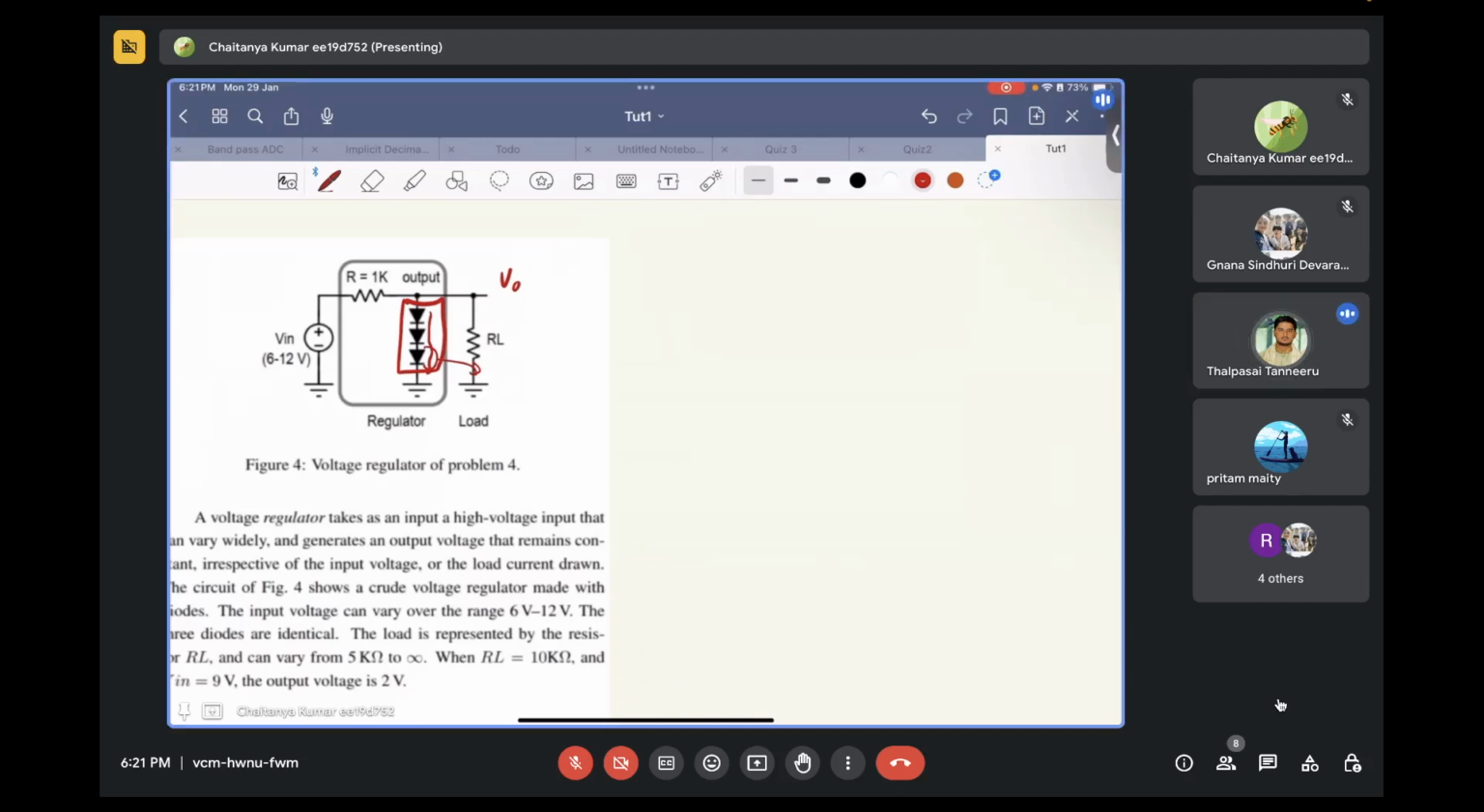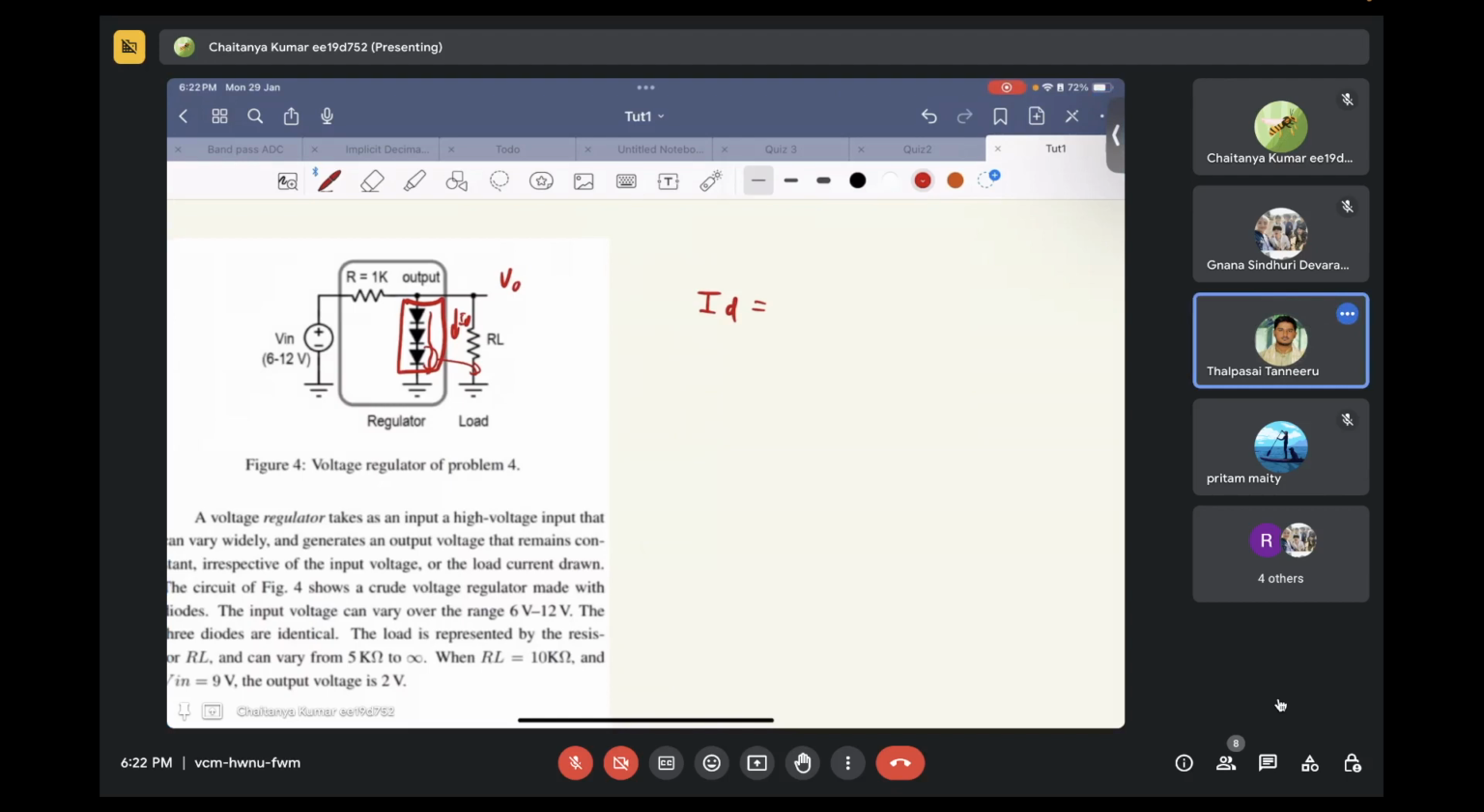Correct. So, if one particular diode will hold V naught by 3, what will the current be? The current will be the same in all the three diodes, because these are connected in series. Correct? Yes, sir. Let's say the current through this complete diode branch is ID.